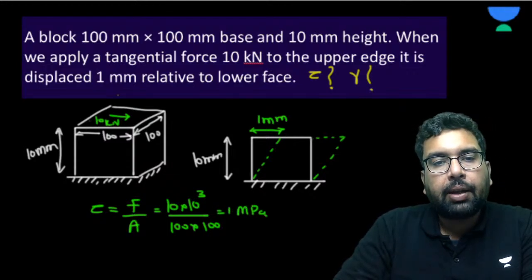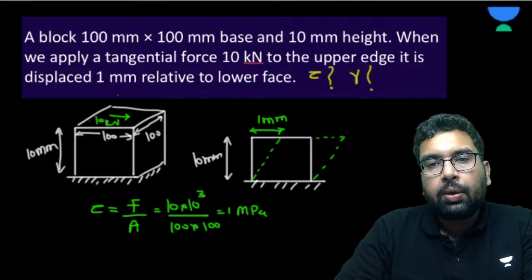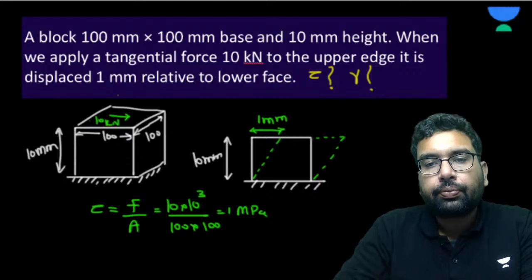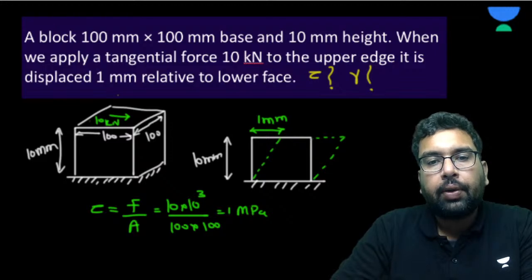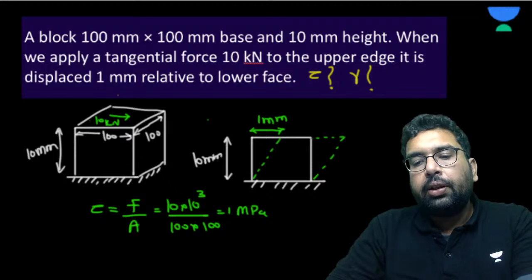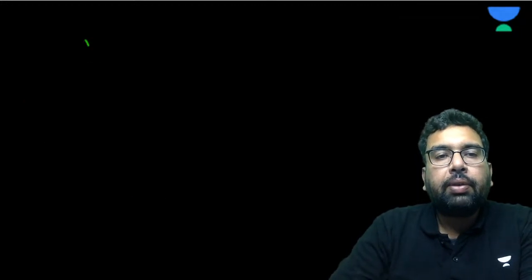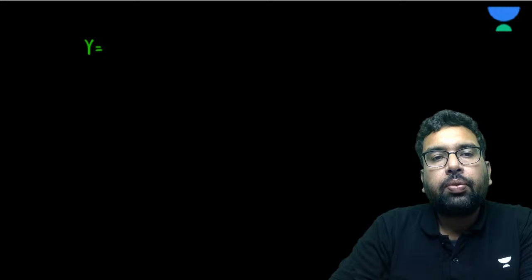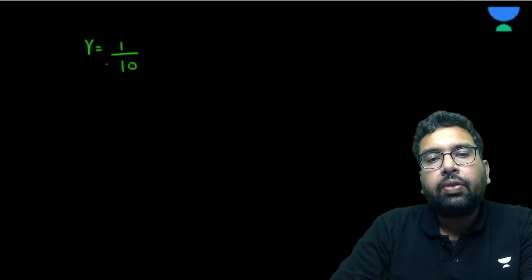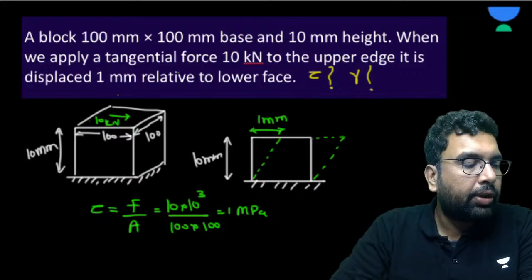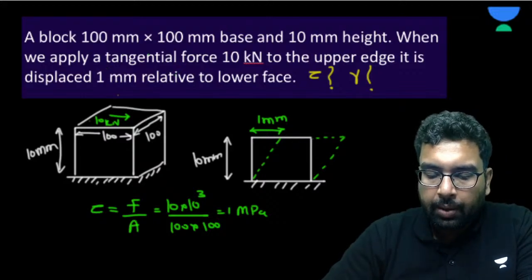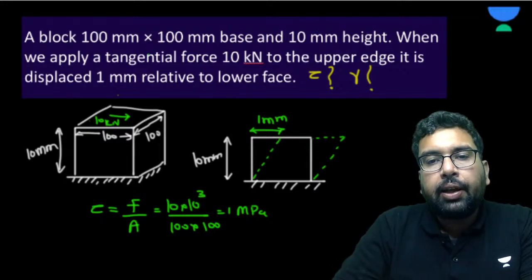Okay, this is 1 megapascal. Now what is the shear strain? Shear strain is given by delta by L. So delta is 1 upon L, that is 10. So your strain will become 1 by 10. Always take care of the units, that in strain you are putting the same unit there also.